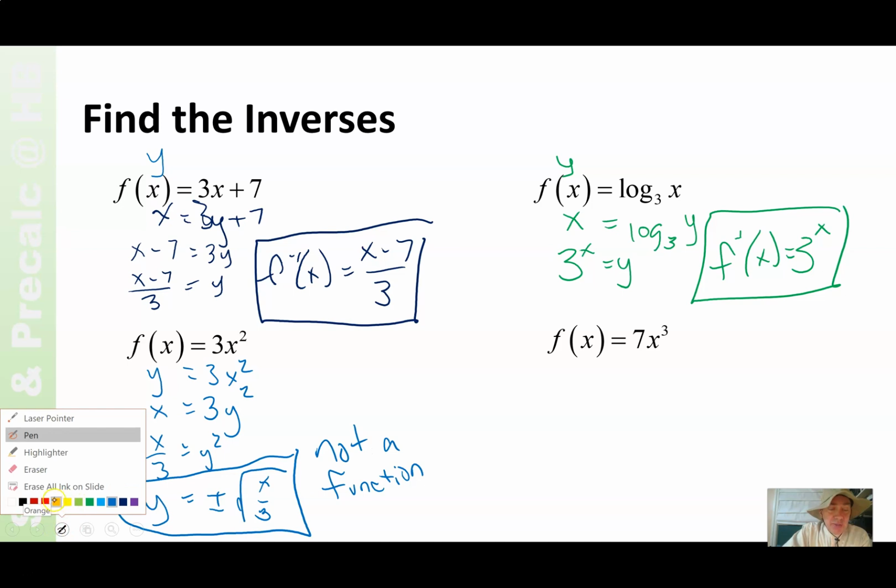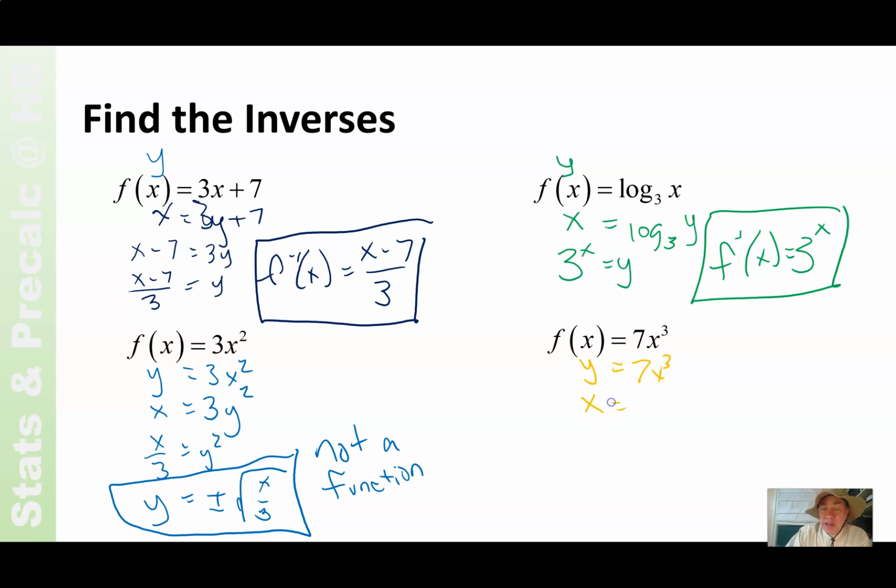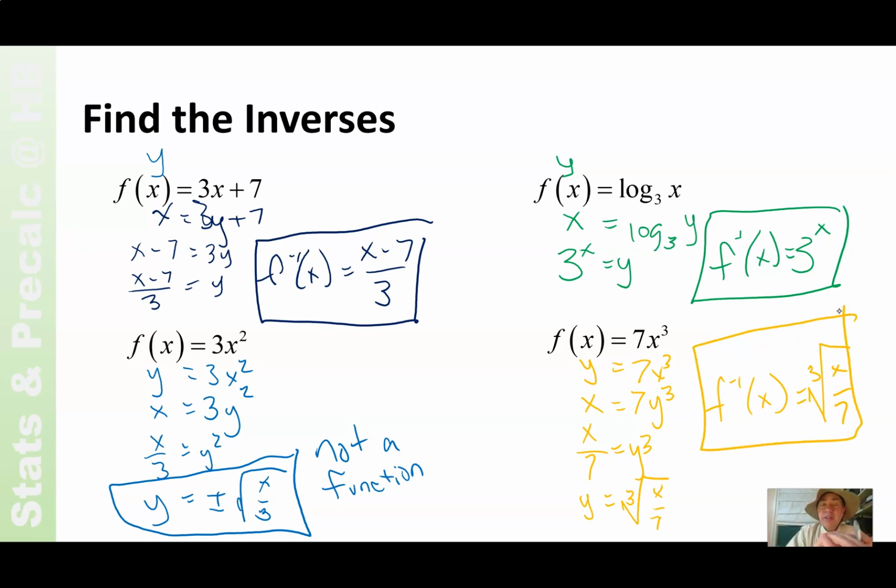And last but not least, this is y equals 7x cubed, so the inverse is x equals 7y cubed. X over 7 is y cubed, and y is the cube root of x over 7, and it's okay to take a cube root of positive or negative, so we do have an inverse function. Cube root of x over 7. There we go. You are set for today. Congratulations on bagging an inverse function for the first time in a long time.